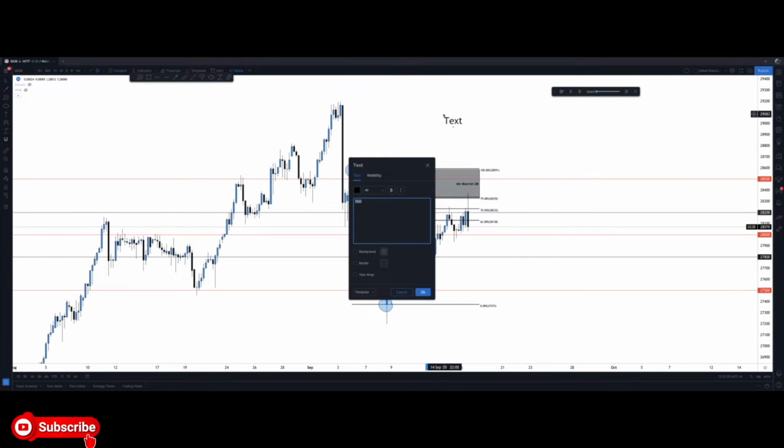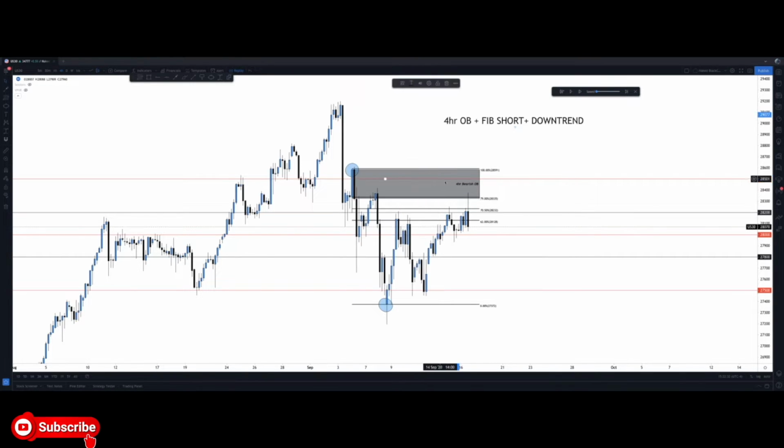I'm going to put the confirmation. So we have the 4-hour order block, we have the fib short rejection, and I like to put these confirmations here on my screen so I know the reasons I would get into a trade. Downtrend. So we have the fib short, downtrend, 4-hour order block, and depending on time of day, this is at 14.